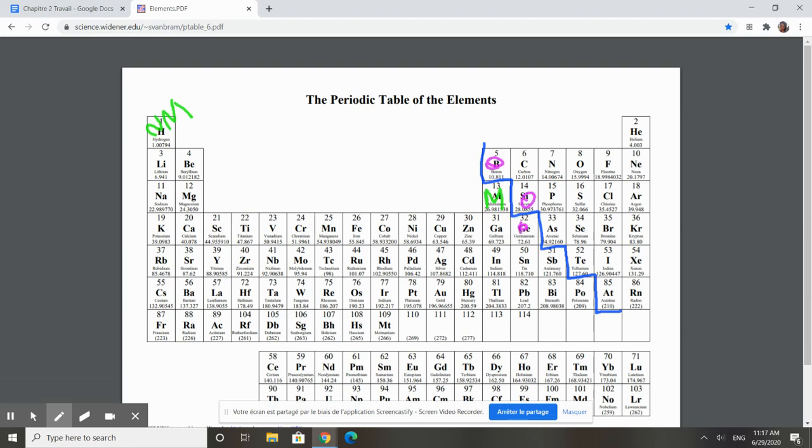When I say on the staircase, I mean it has a full face, not a corner. So all of these are metalloids. So purple is equal to metalloid. Sorry, I know I'm doing this with my fingers, so it looks kind of weird.